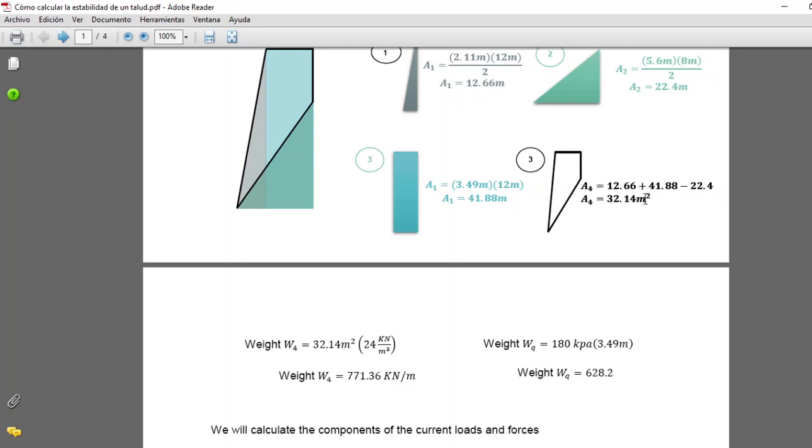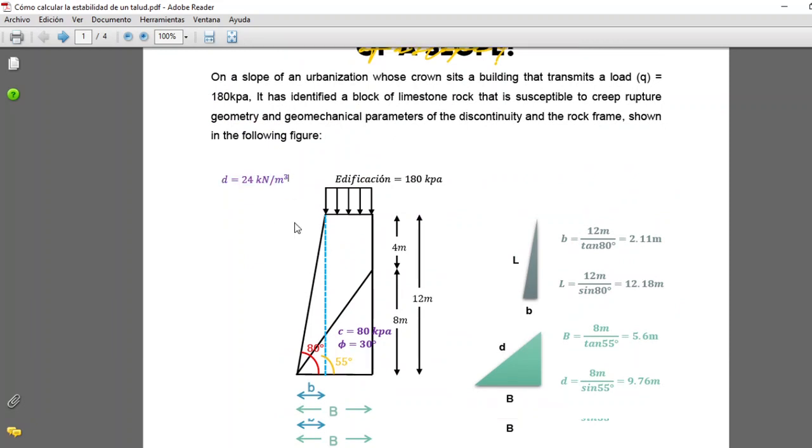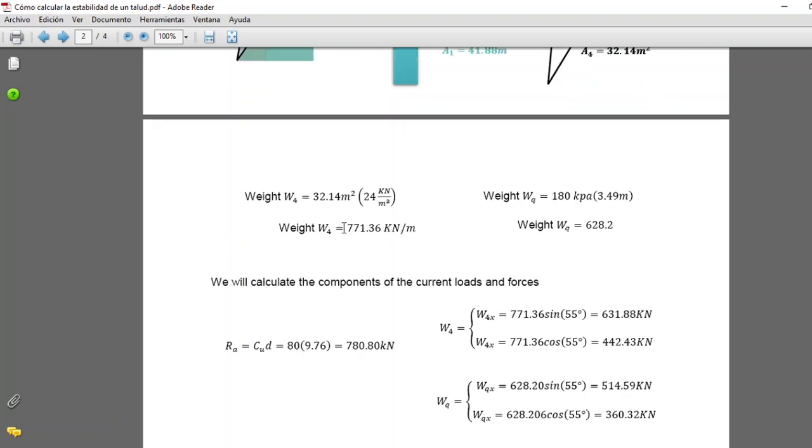by the weight. We need to multiply the area by the unit weight: 32.14 square meters by 24 kilonewtons per cubic meter, and we have the result 771.36 kilonewtons per meter.